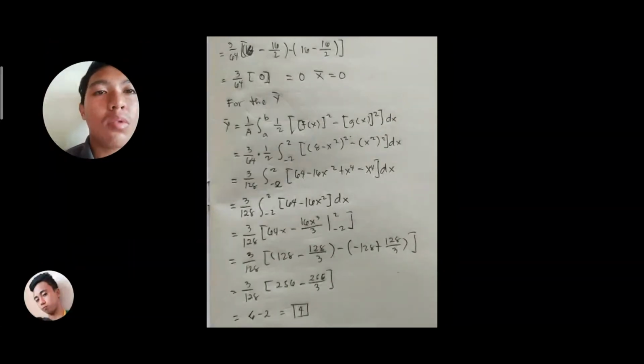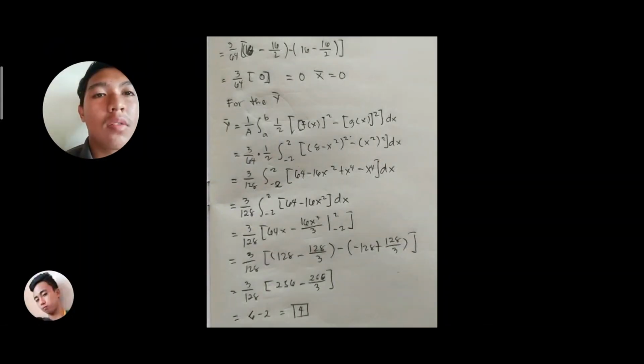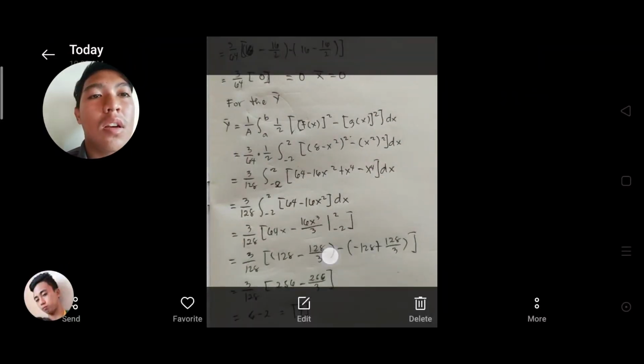3 over 128 multiplied by 128 minus 128 over 3, minus negative 128 plus 128 over 3. So 3 over 128 multiplied by 256 minus 256 over 3, and then this is the simplified part, the simplified answer. 6 minus 2 is equal to 4. This is the y bar.